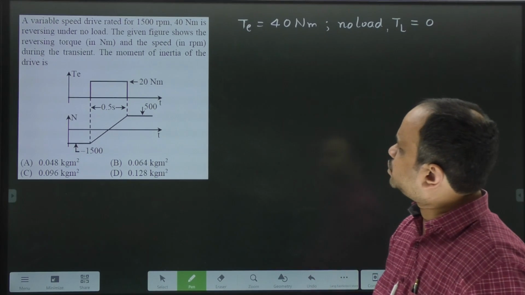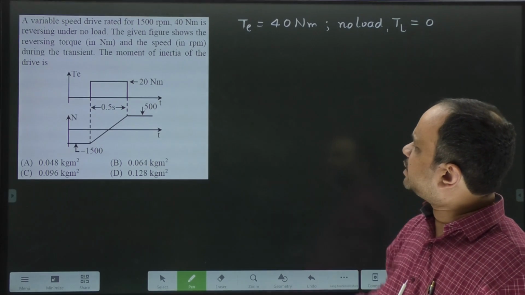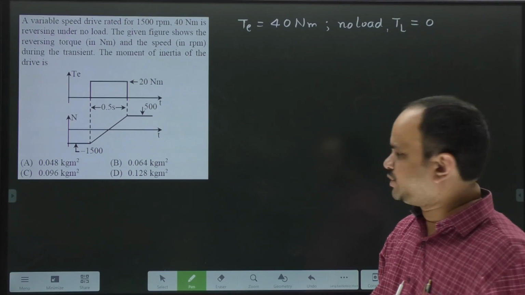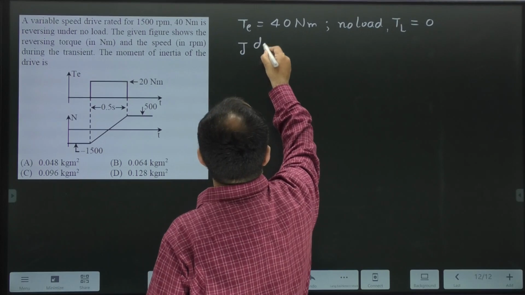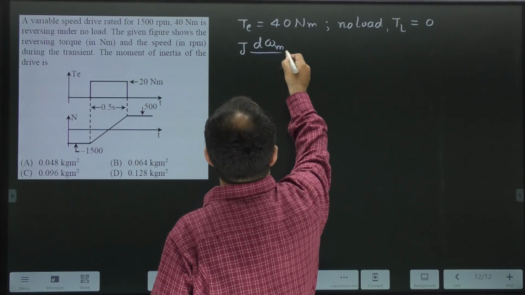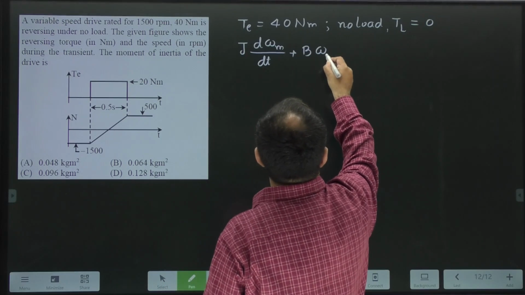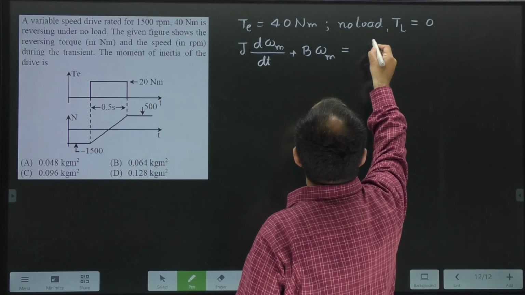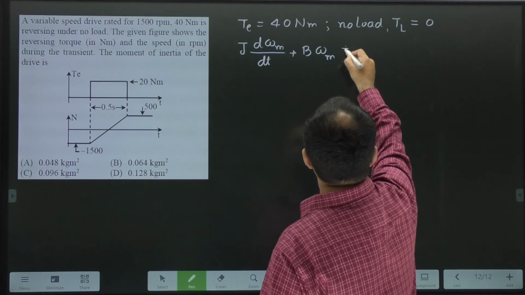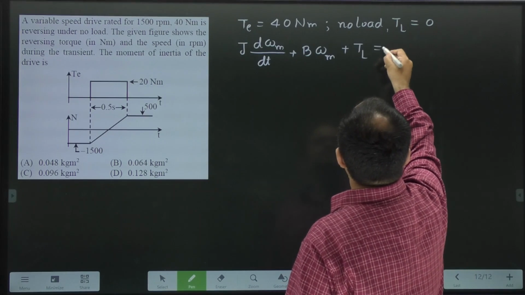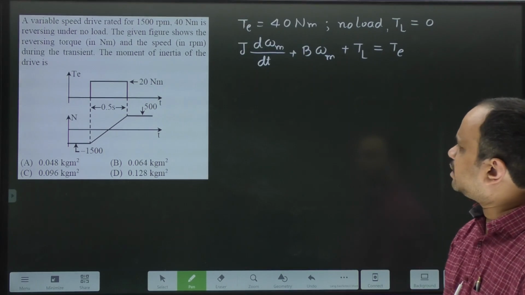The given figure shows the reversing torque and the speed during transient. Find the moment of inertia. Therefore, what is the basic equation? J into d omega m by dt plus b into omega m. Let me write down the full equation first. TL is equal to TE, where TE is the electromagnetic torque developed by the motor.